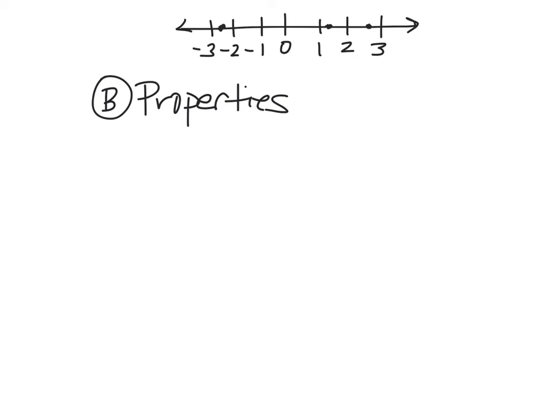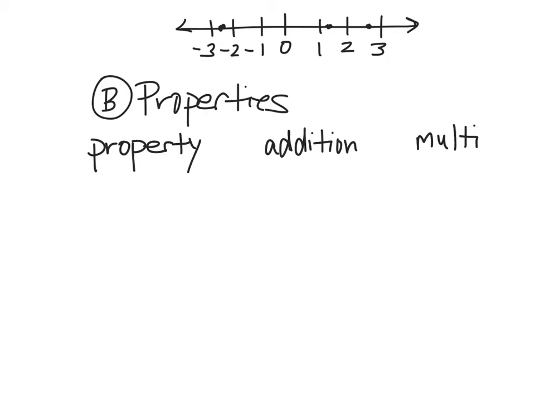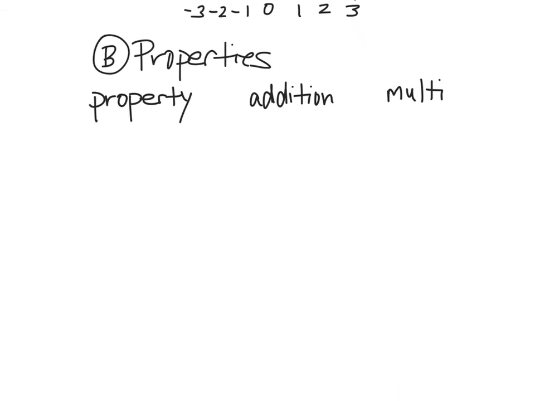We're going to make a little chart. We're going to have our property here. And then our property is going to be good for addition and multiplication. Okay, these properties do not work for subtraction or division. All right, here we go. Property, addition, multiplication. So we have 1, 2, 3, 4, 5, 6 properties. You're welcome. All right, 6 properties.